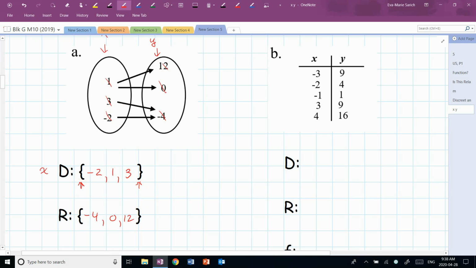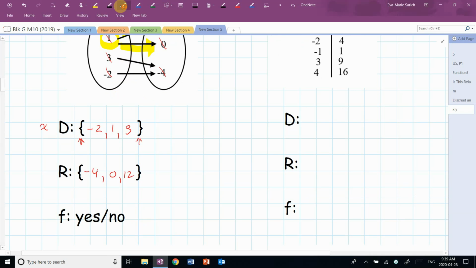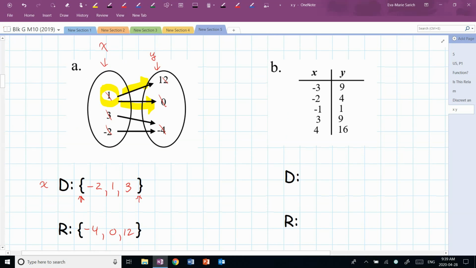Now, the next thing is to determine whether this is a function or not. Notice we have this single value of x going to 2 values of y. So this is what makes it not a function. In fact, this one is a no. So that was a mapping diagram.